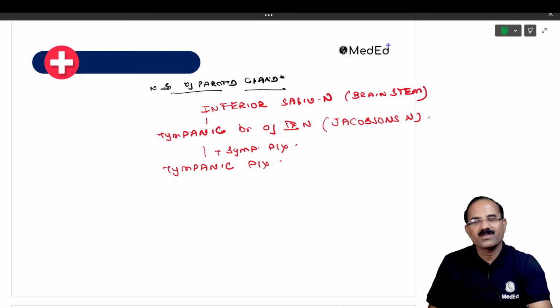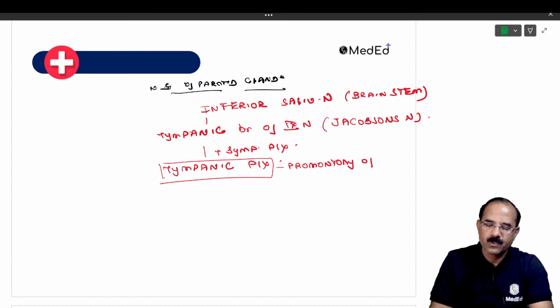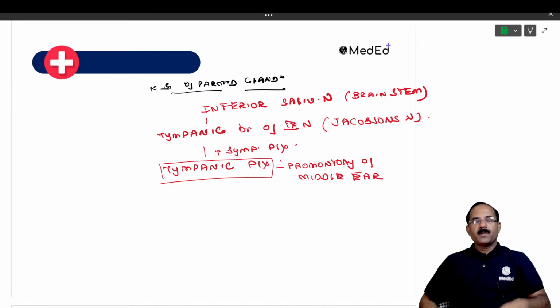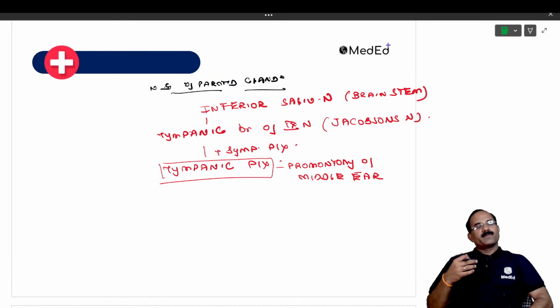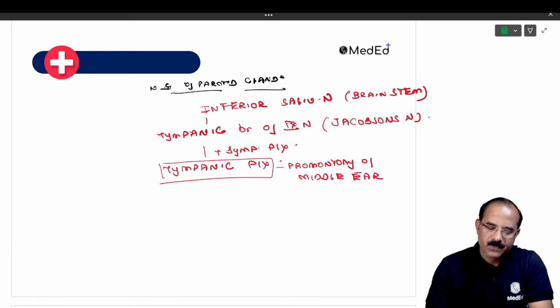The tympanic branch of glossopharyngeal nerve joins with the sympathetic plexus and forms the tympanic plexus. अब tympanic plexus कहाँ पे होता है? It is located on the promontory of the middle ear. Tympanic plexus कहाँ पे होता है? In the middle ear. When we study the middle ear, you'll understand this. The tympanic plexus is located on the promontory of the middle ear. From this tympanic plexus, we get a nerve. That's the lesser petrosal.